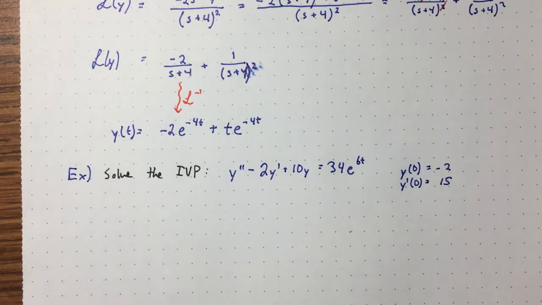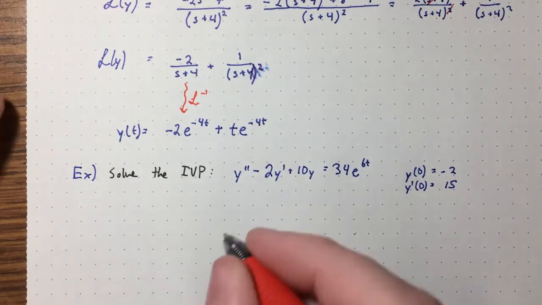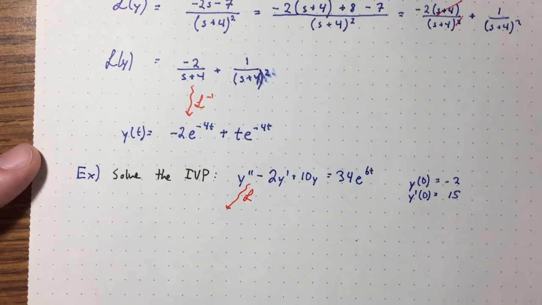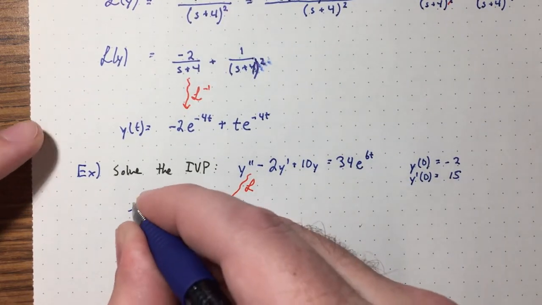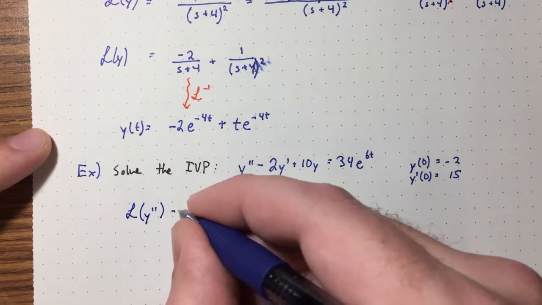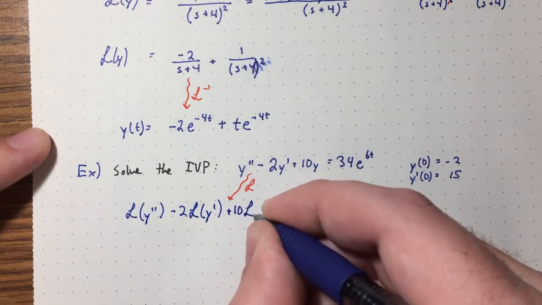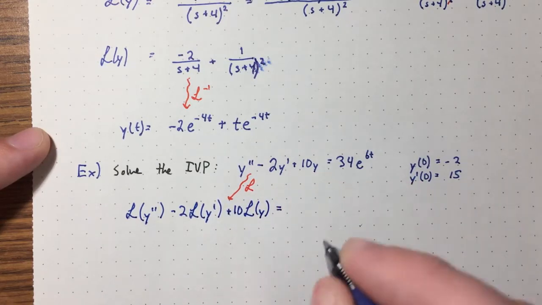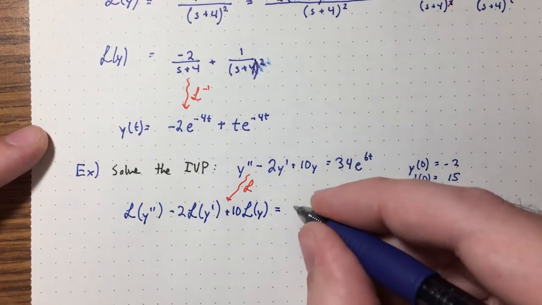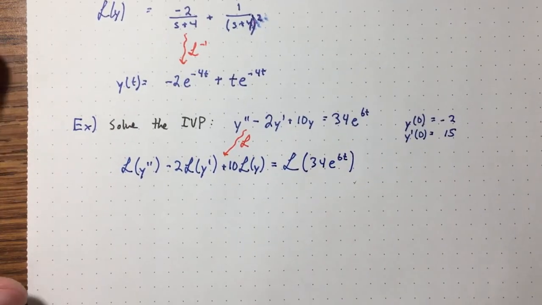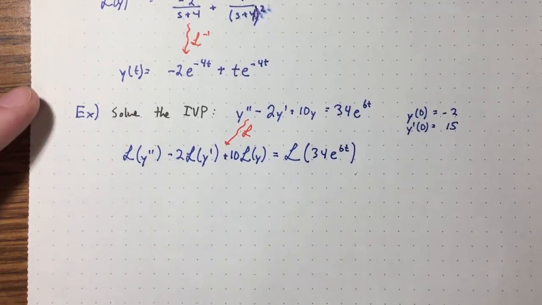Okay, so now I'm going to do this example. What's the first step? Hopefully you weren't stuck there. We're going to take the Laplace transform of the whole differential equation, including this right side, right? Don't forget about that. Here it really matters. So we have L of y double prime, minus 2 times L of y prime, plus 10 times L of y. That's going to equal the Laplace transform of this, right? 34 e to the 6t. I chose that 34 to make the numbers work out nice.